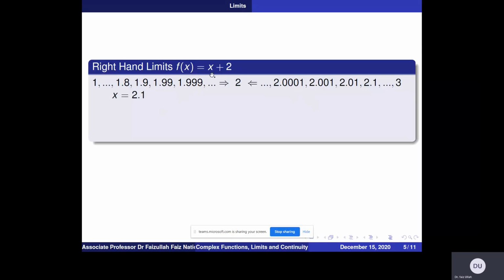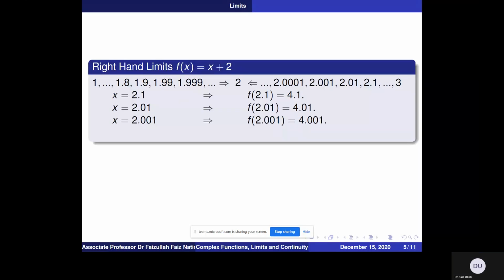If I put 2.1 here, 2.1 plus 2 is 4.1. So as a result, we get 4.1. If x is equal to 2.01, it gives 4.01. If I put x is equal to 2.001, as a result, I get 4.001. So we can see that as we go towards 2, the value of the function is going towards 4. And let us put another number, 2.0001. And we can get that the value of the function is very near to 4.